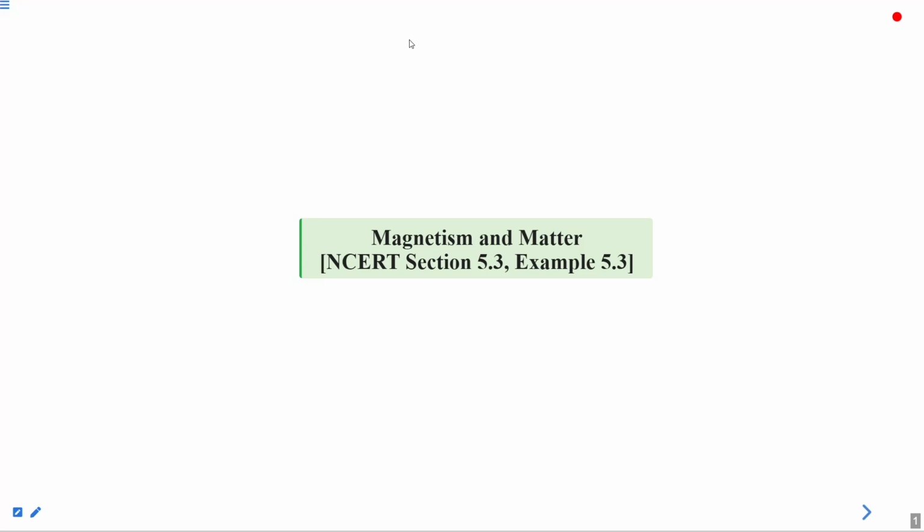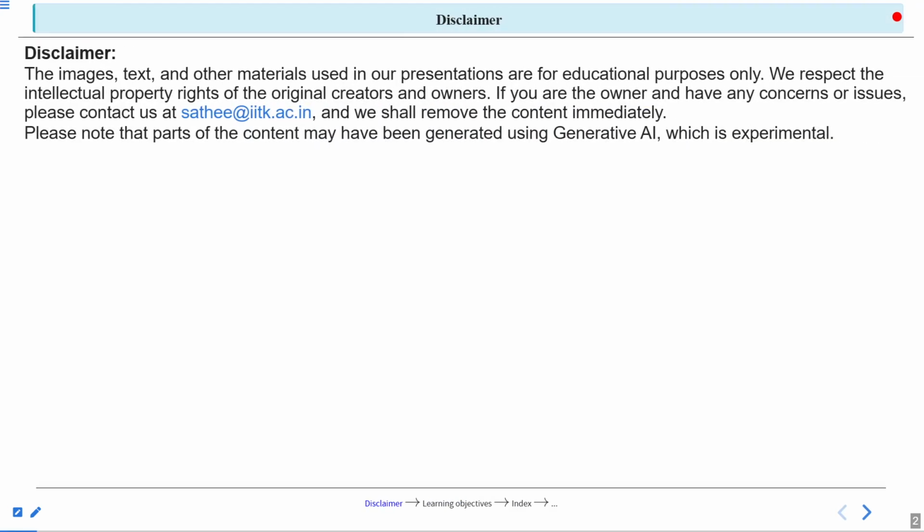So our today's topic is magnetism and matter, NCERT section 5.3, example 5.3. So let's begin. This is disclaimer.